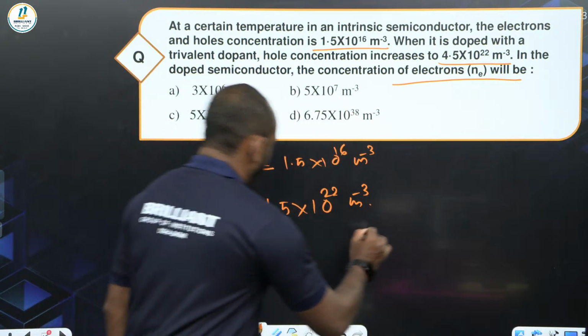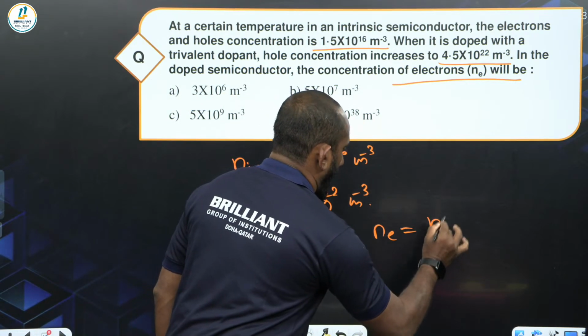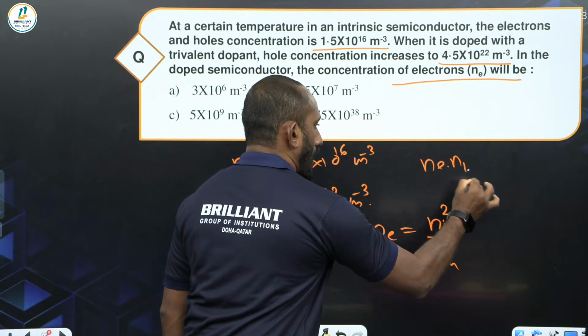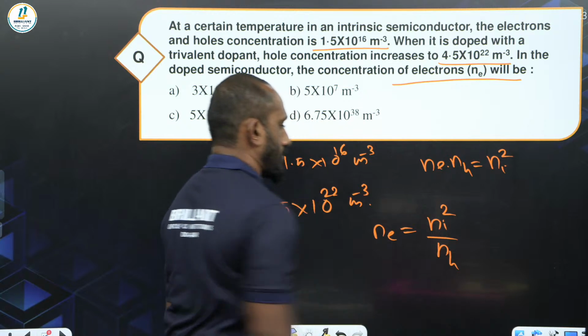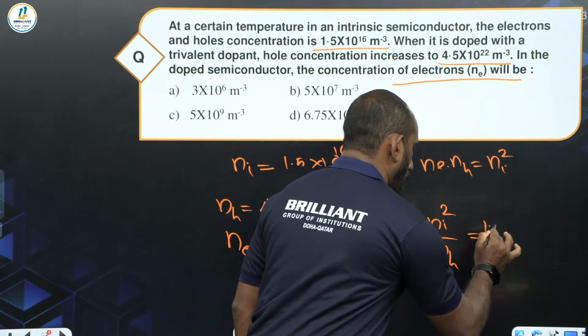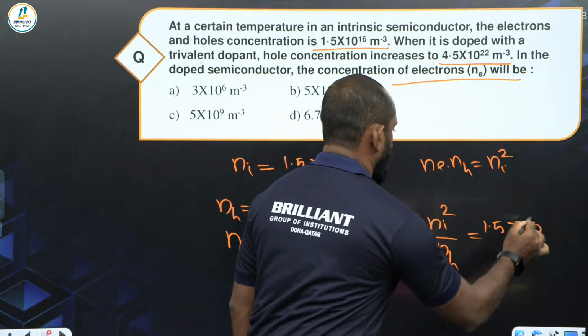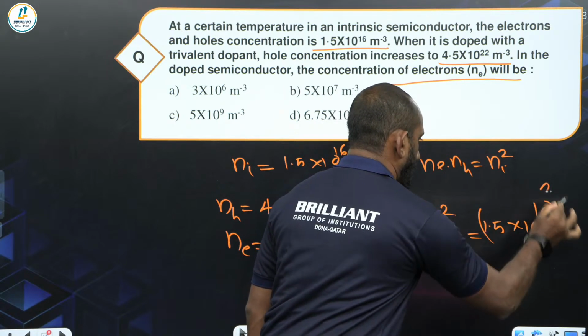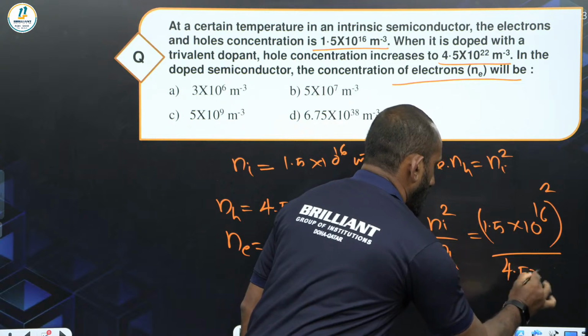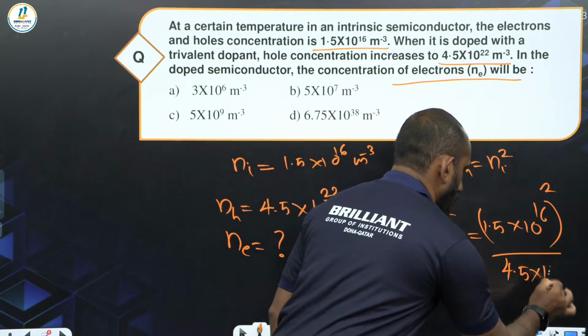Great. So here Ne is equal to Ni square by Nh. Just before we got Ne into Nh is equal to Ni square. Just square it and divide. So the answer becomes 1.5 into 10 raised to 16, the whole square, divided by Nh, which is 4.5 into 10 raised to 22.